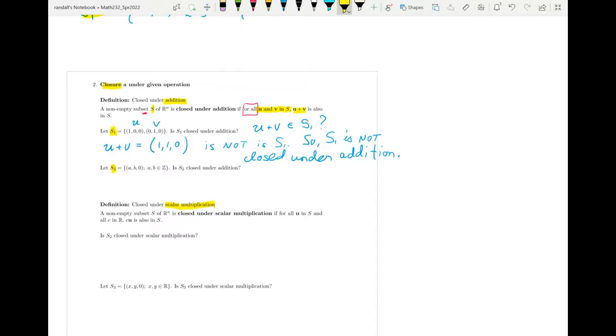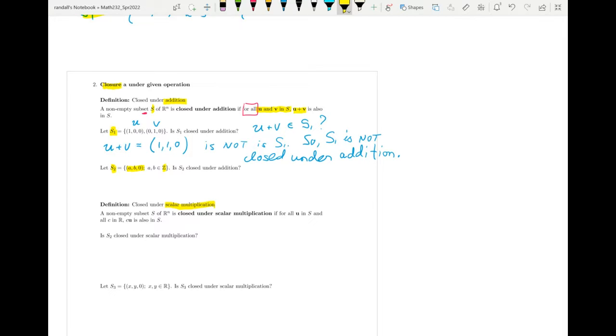So let's go on to the next set, S2, which is fundamentally different than the first set S1, in that there's infinitely many vectors. But these vectors all have a special form. They have three components, so they're in R3, but the first two components, notice, are integers. So all vectors that have integers in the first two components.